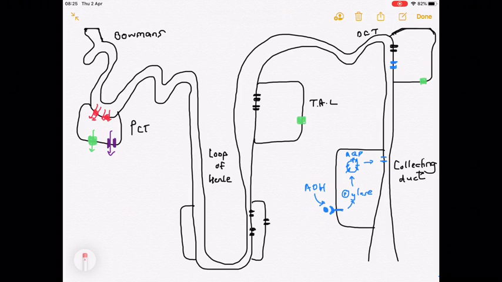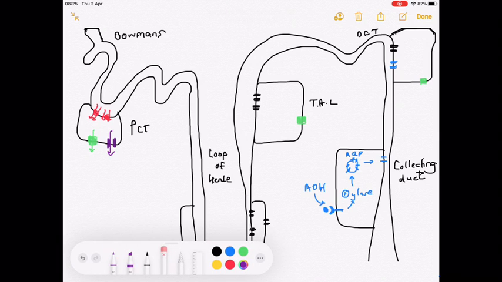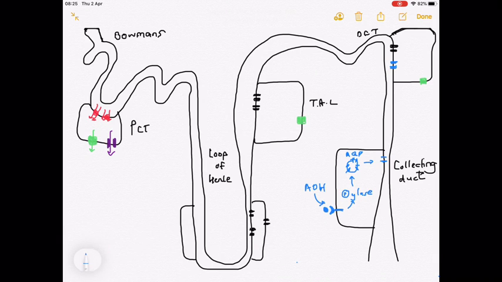Okay, so this is the second part then. So we're going to look at the loop of Henle now. And as we hopefully remember from before, we have the thin ascending limb, the thin descending limb, which is not permeable to solutes, but it is permeable to water, which means we get a lot of water reabsorption happening here.